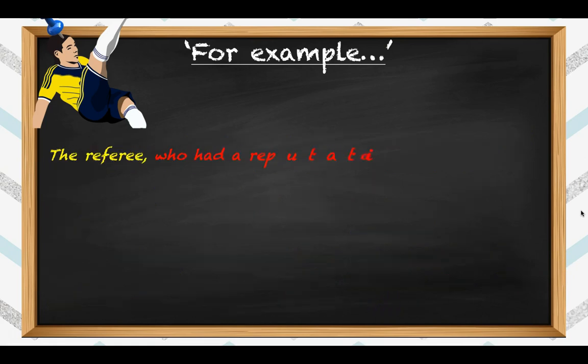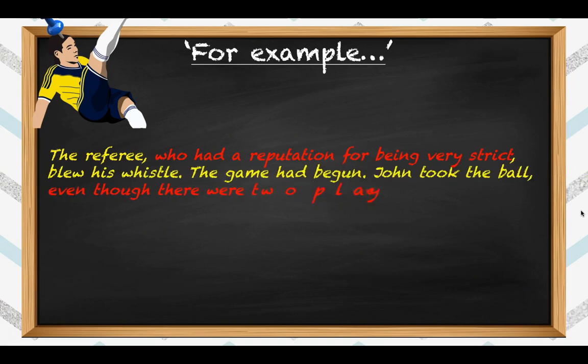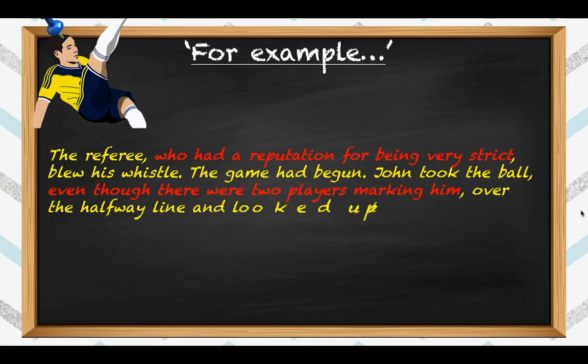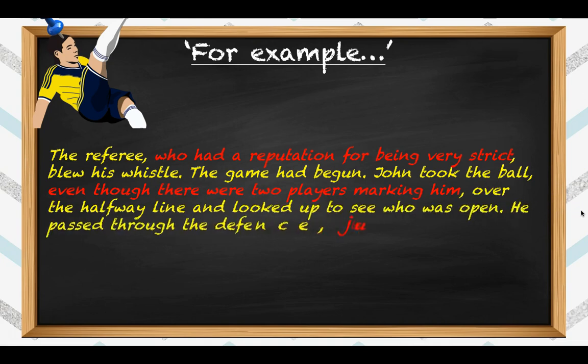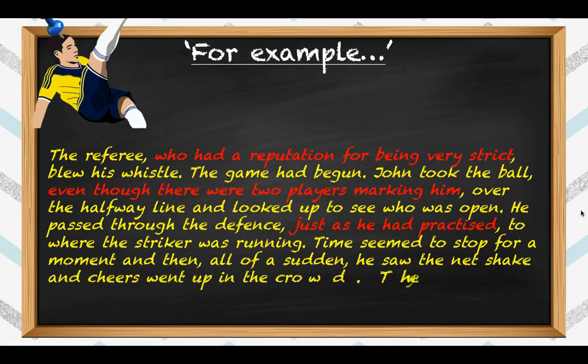They had scored. The referee, who had a reputation for being very strict, blew his whistle. The game had begun. John took the ball, even though there were two players marking him, over the halfway line and looked up to see who was open. He passed through the defence, just as he had practiced, to where the striker was running. Time seemed to stop for a moment, and then all of a sudden he saw the net shake and cheers went up in the crowd.